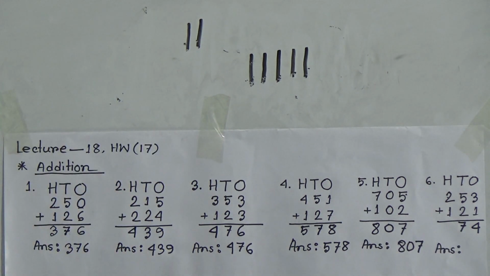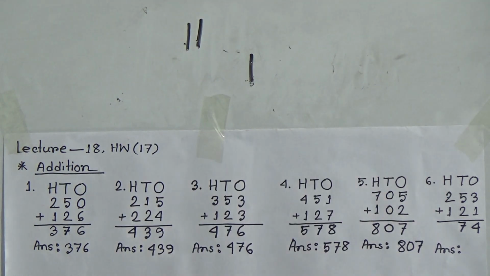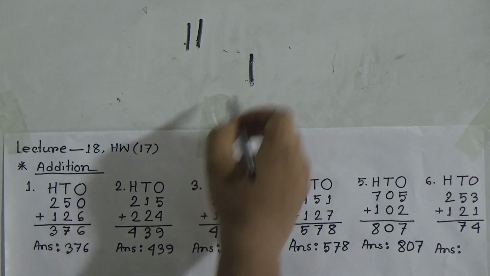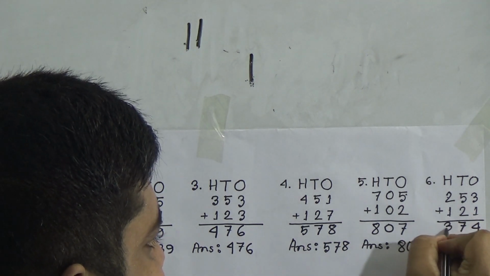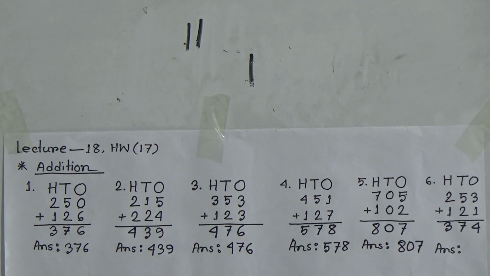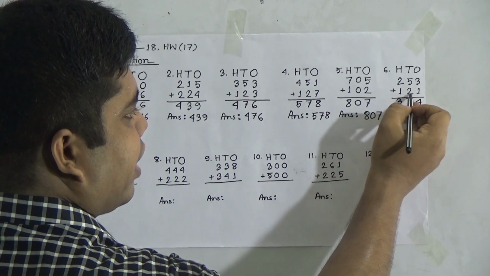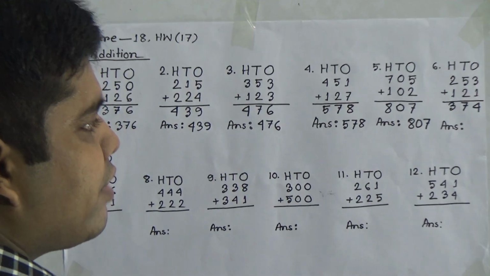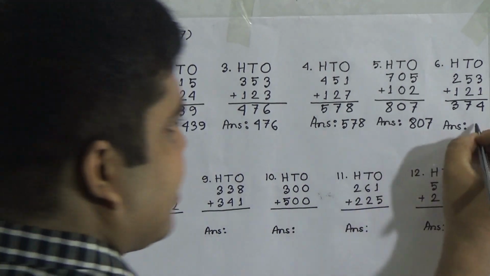Okay. Now we add 2 with 1. Here 2 means 2 sticks and 1 means 1 stick. Now we count how many? 1, 2 and 3. That means if we add 2 with 1, then we get 3. So my dear students, 374 is the answer. That means if we add 253 with 121, then we get 374. Now we write the answer.